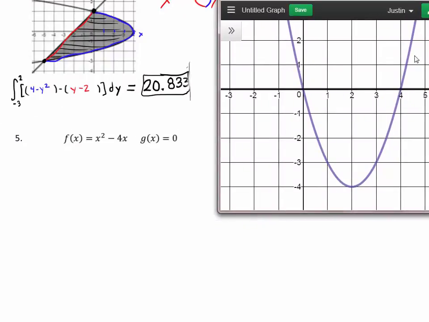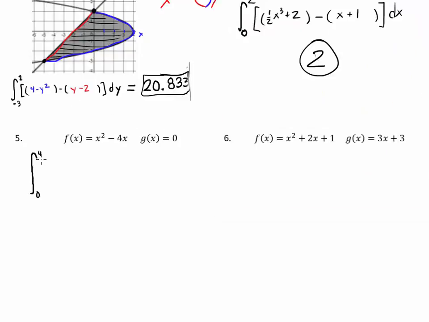I've got a parabola, and with this equation right here, it looks like it's very similar to problem number 1. Looks like the parabola is on the bottom. This one's on top. I'm going from 0 to 4. So here we go. With this guy on bottom, this guy on top, 0 to 4, top minus bottom. And type that into our calculator.